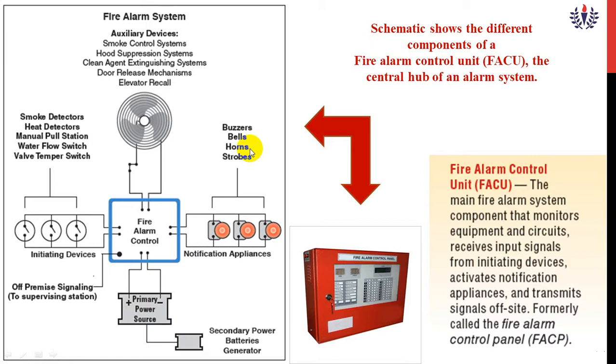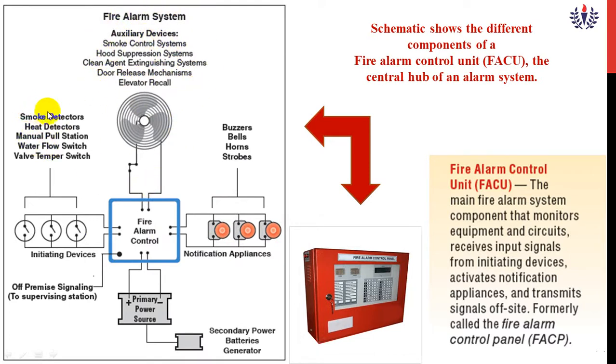And when you come to the strobes, instead of horns there will be communication devices we can use, maybe audio voice communication, message type communication, or decision-making communication. So the input will be an initiating device, the output will be notification appliances. To control input and output, a control panel is needed. That control will be called auxiliary devices.